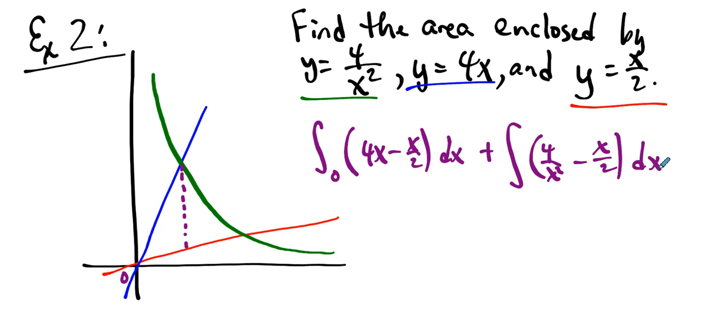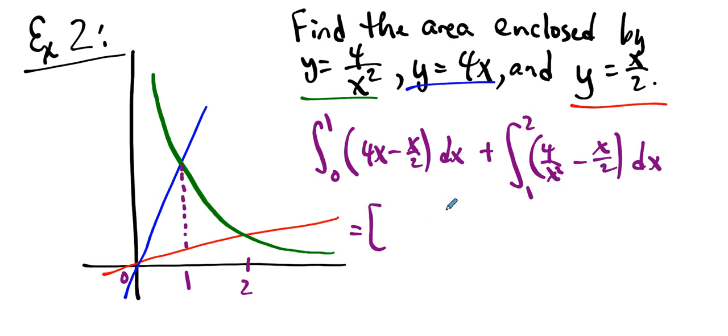So where are those? Well, a little bit of algebra will tell you that green hits blue at x equals 1. And a little bit of algebra will tell you that green hits red when x equals 2. So that's a 1, that's a 1, that's a 2.